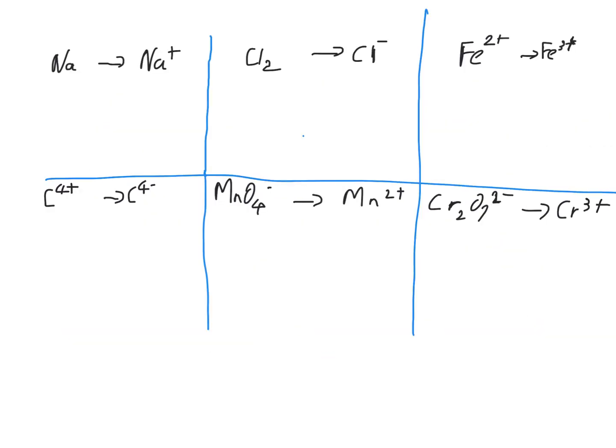Okay, so equipped with that knowledge, let's now try and balance 6 half equations. So we start with step 1. Balance all the elements that are not hydrogen and oxygen. In this case, that's sodium.